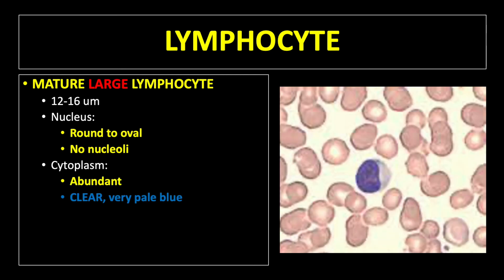Now let's proceed to the mature large lymphocyte, which measures 12 to 16 micrometer with a round to oval nucleus without nucleoli. Now the cytoplasm is more abundant when compared to your small and medium-sized lymphocyte, with clear to very pale blue cytoplasm. As you can see here, mas marami na yung cytoplasm niya when we compare it to your small and medium lymphocyte. So yung small, diba, thin rim lang, and then yung medium natin is meron siya pero konti lang when compared to your large lymphocyte.